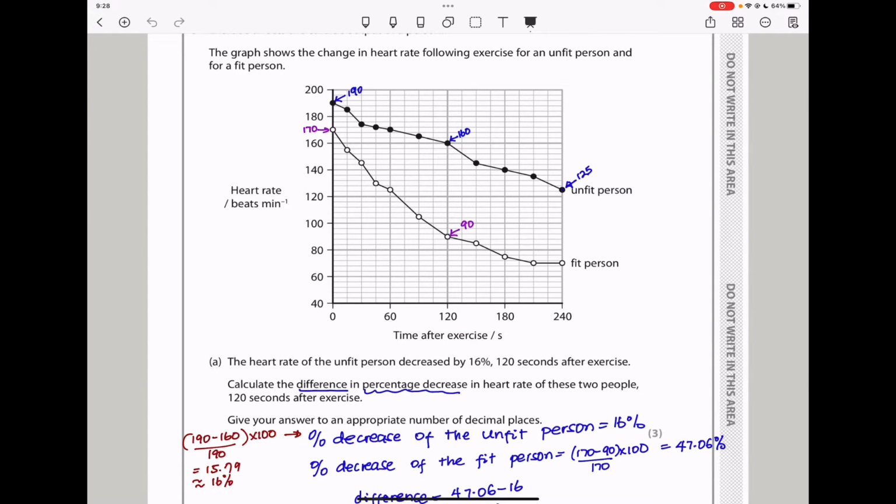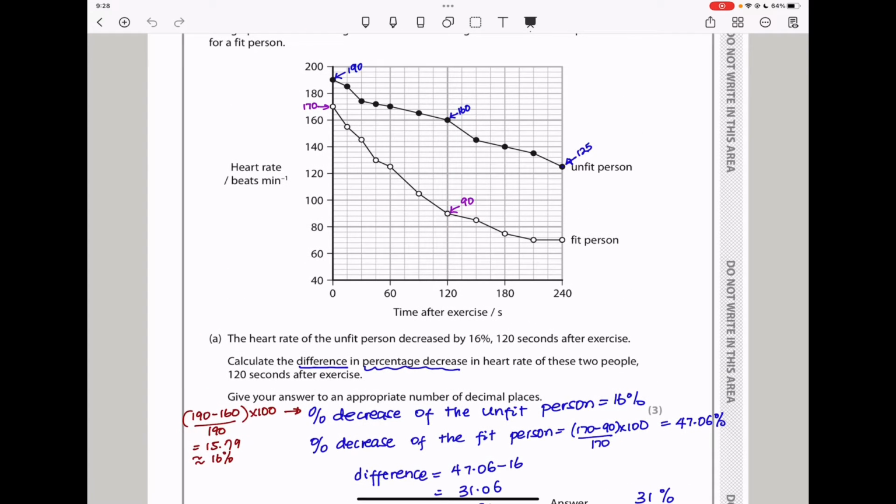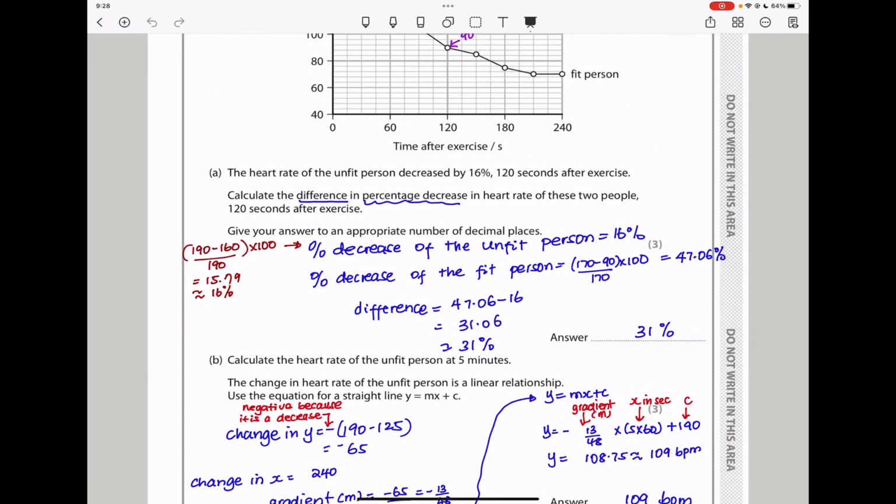Our general observation is that people who are unfit have a higher heart rate, because after exercise we can see the heart rate continuously remained high for the unfit person in comparison to the person who was fit, and there was a major drop for the person who was fit in comparison to the one who was unfit. Here they say the heart rate of the unfit person decreased by 16%, 120 seconds after exercise. They want you to calculate the difference in percentage decrease in heart rate of these two people, 120 seconds after exercise, and give your answer to an appropriate number of decimal places.